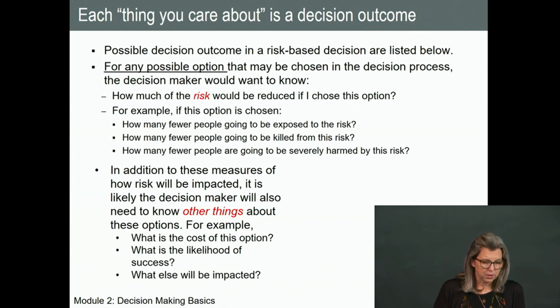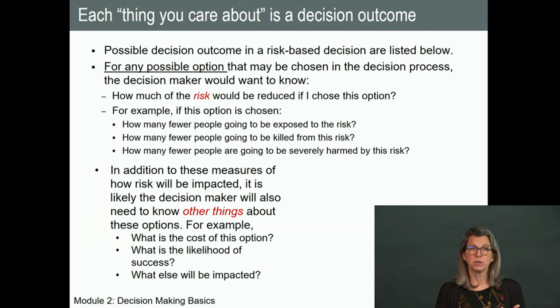For every risk-based decision, you're going to have to think through what are the things that you are interested in. And so there's possible options listed here. For the first section, there might be information about how many people are going to be exposed, how many people are going to be killed from this, how many people are going to be severely harmed. So those are all different elements of the risk outcome that you might care about.